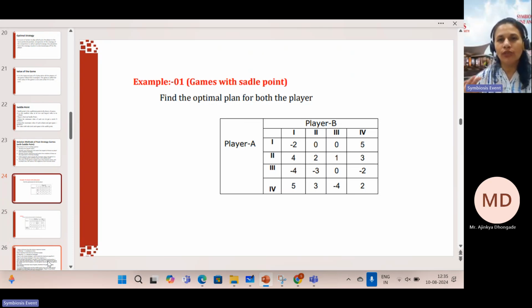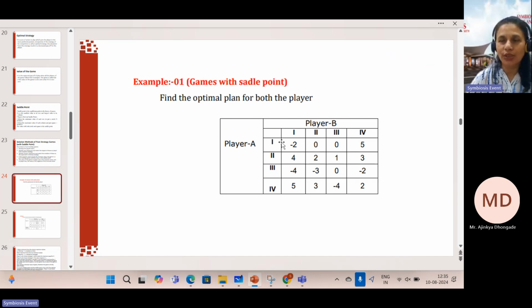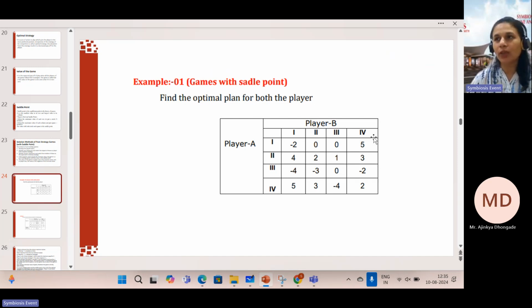So let's go quickly through an example. This is player A, and its payoffs are given here. I'm going to find the minimum for player A. How am I going to find it? Player A is adopting the first strategy. Against that, player B is adopting one, two, three, four; he can adopt any. So I'm going to take the minimum of it. I'm not going to take this as an absolute figure. If some figures are negative, I'm going to take them as they are.